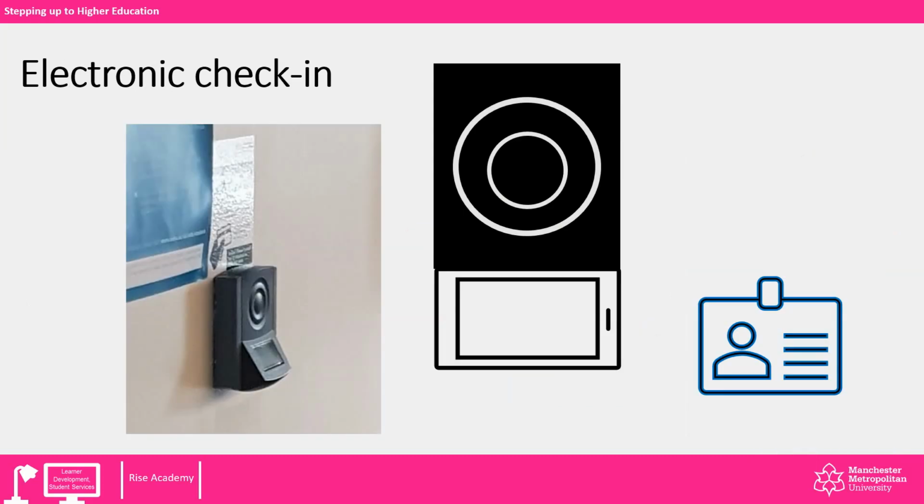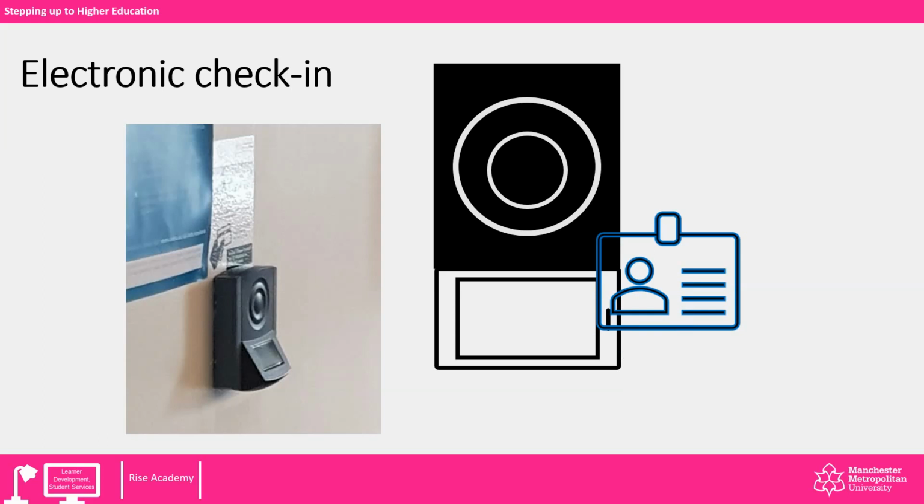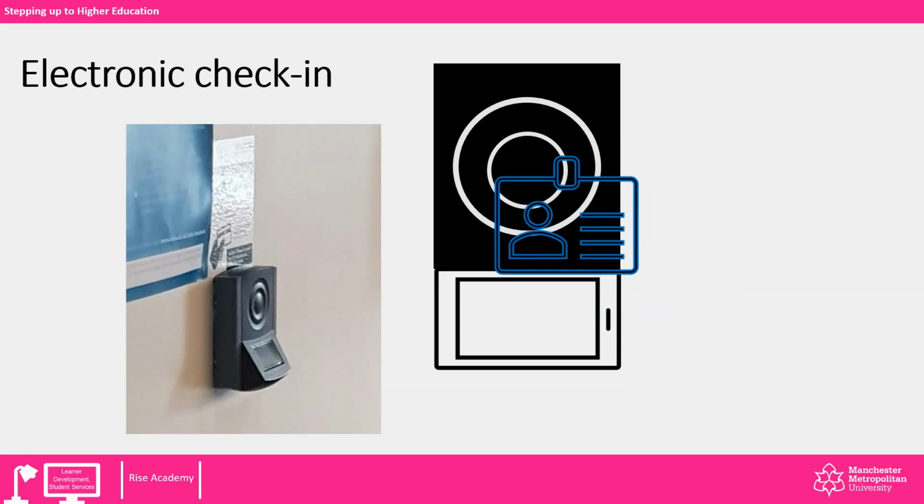For most of the sessions that you'll be attending, you'll be required to perform an electronic check-in. This usually consists of scanning your student card against the monitor on the inside of the classroom or the lecture theatre. It might look something like the photograph on the left of the screen here. You place your ID card up against the scanner and it will then show that it's registered your attendance. You will then be added to the register online, which your tutor can then check.